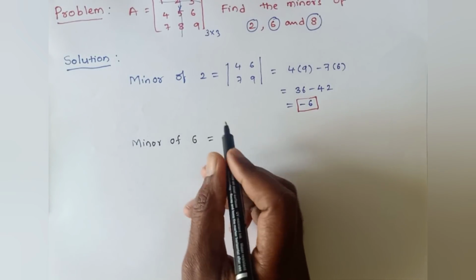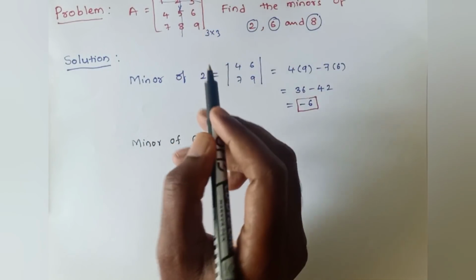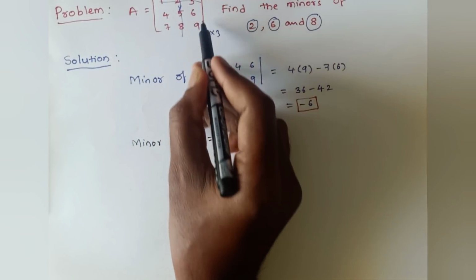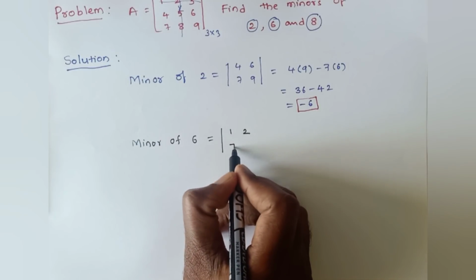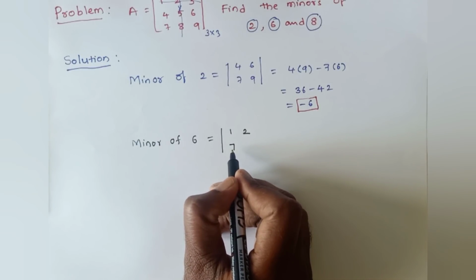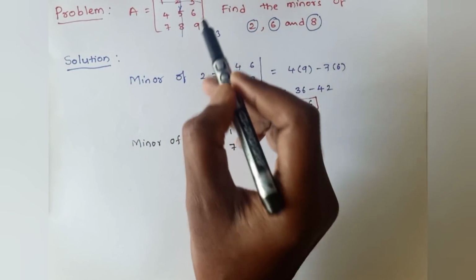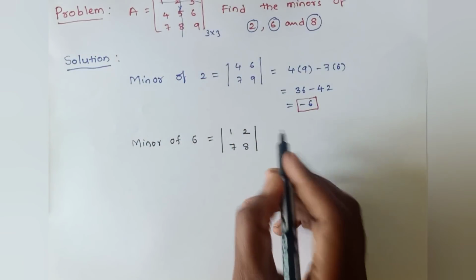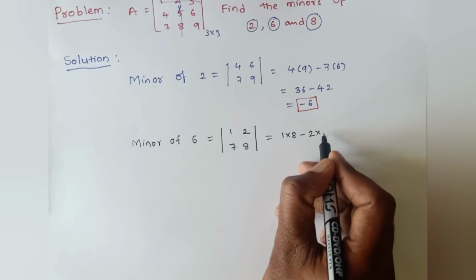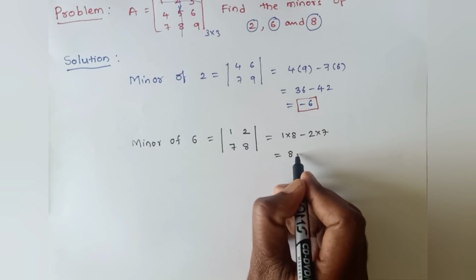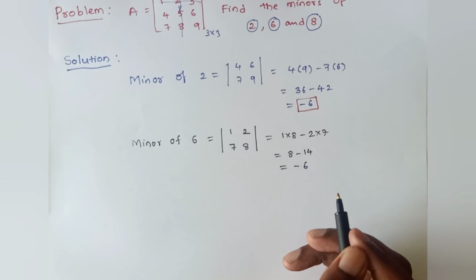And similarly, find out the minor of 6. 6 is present in the second row and third column. So delete this second row and third column. Therefore the remaining elements are 1, 2, 7, 8. Now the determinant of this is 1 into 8 minus 2 into 7. So this is 8 minus 14, which is minus 6.